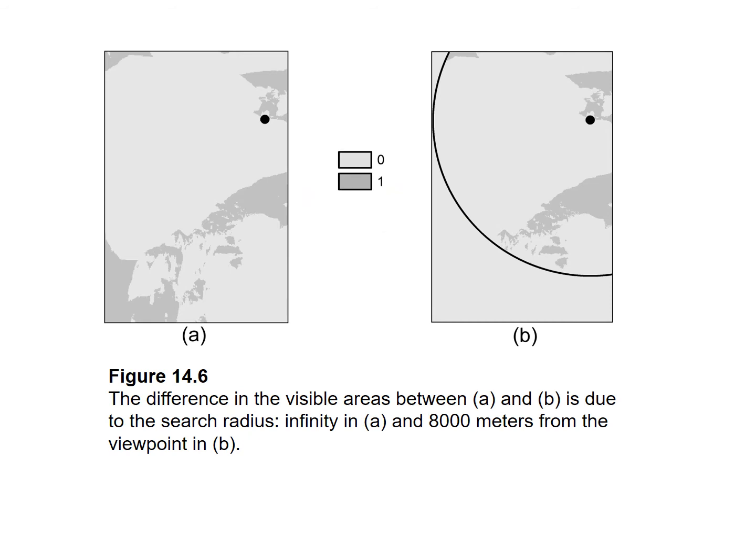Got 2 maps here. One uses visible areas with an infinite search radius, and the other one uses 8,000 meters, meaning that it doesn't expect you to be able to see any further than that under any circumstances, and so it just simply doesn't identify those areas that they think is beyond that.